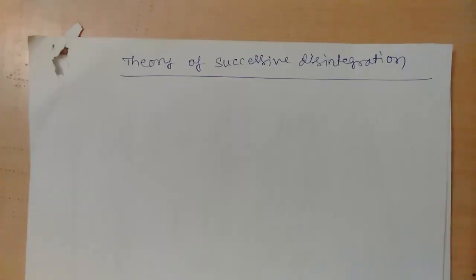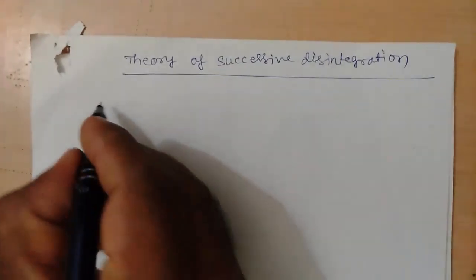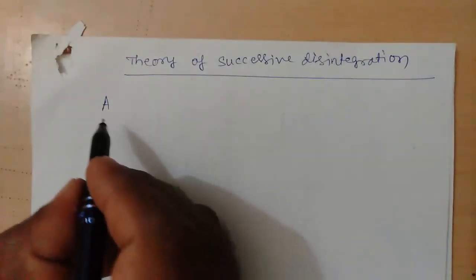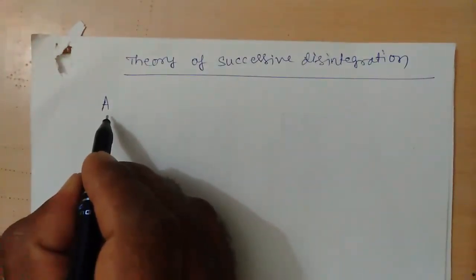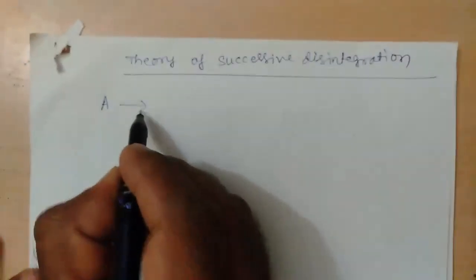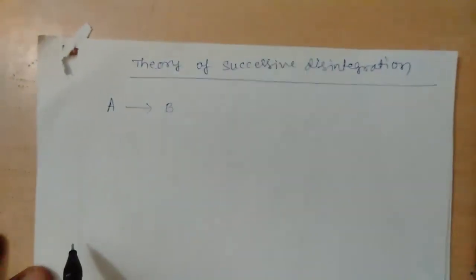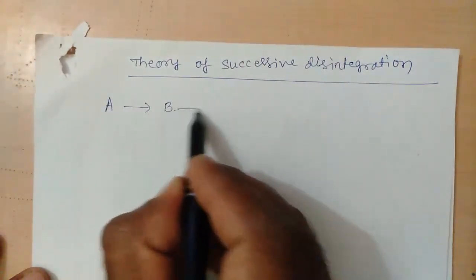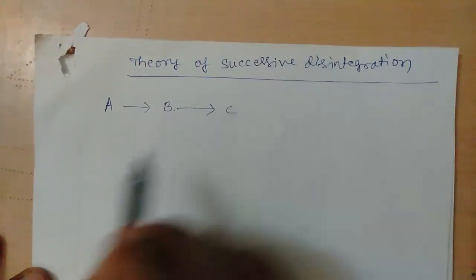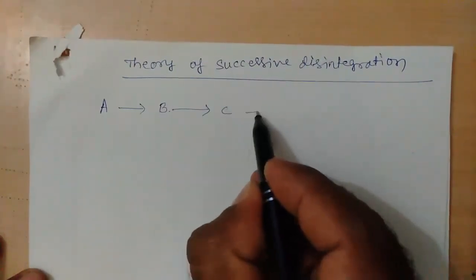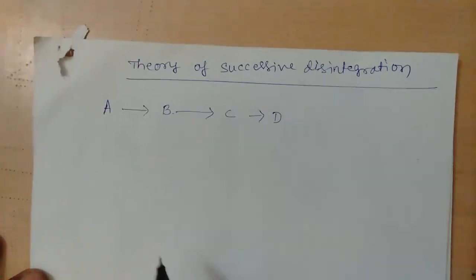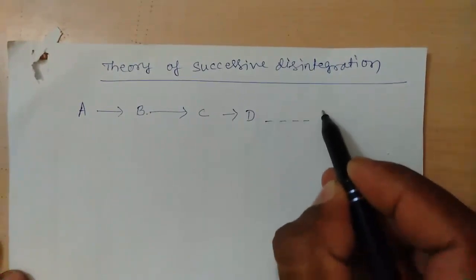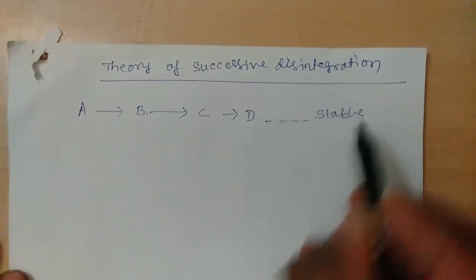Successive disintegration. Suppose we consider a radioactive element A. Now, if this radioactive element starts decaying, it gets converted into another element B. Now, this element also starts decaying and it gets converted into another element C. Now, this element further decays to form another radioactive element D, and this process continues until a stable nucleus is formed.